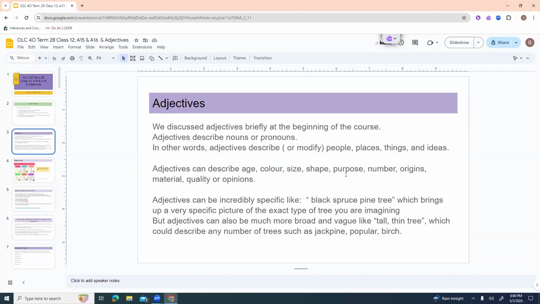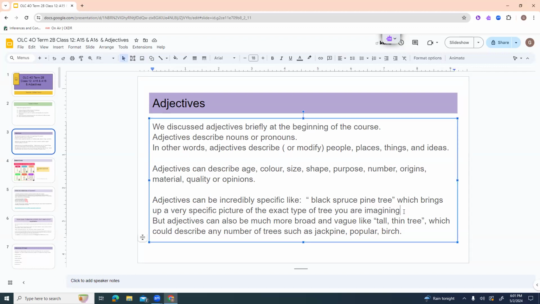Adjectives can be incredibly specific, like black spruce pine tree, which brings up a very specific picture of the exact type of tree you are imagining. But adjectives can also be much more broad and vague, like tall, thin tree, which could describe any number of trees, such as a jack pine or a poplar or a birch.